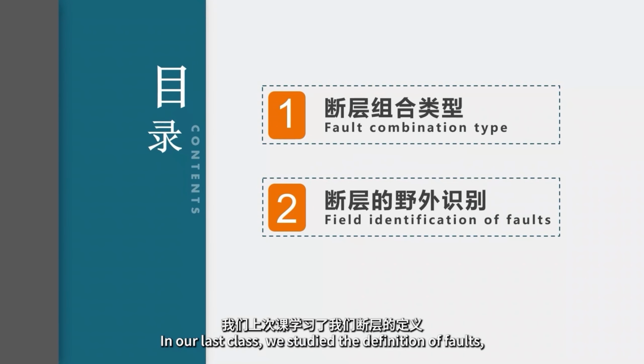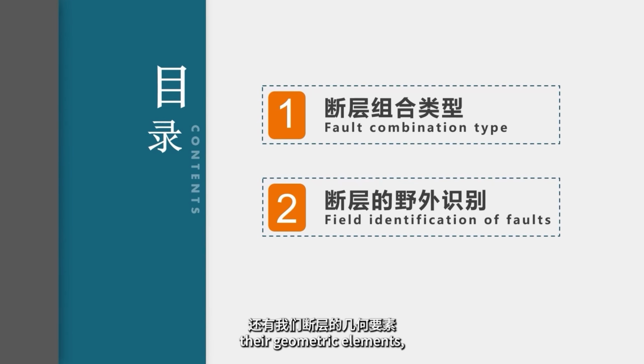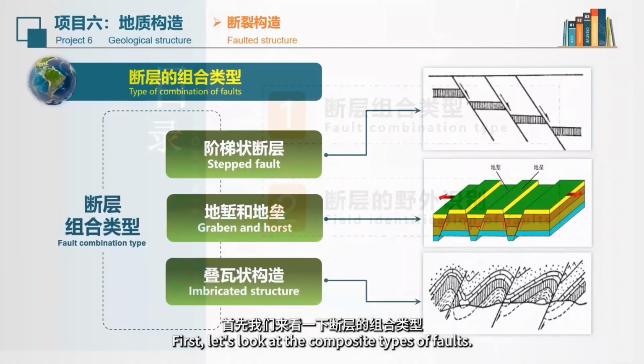In our last class, we studied the definition of faults, their geometric elements, and the basic types. Today, we will focus on two main aspects. First, the composite types of faults. Second, the field identification of faults. First, let's look at the composite types of faults.